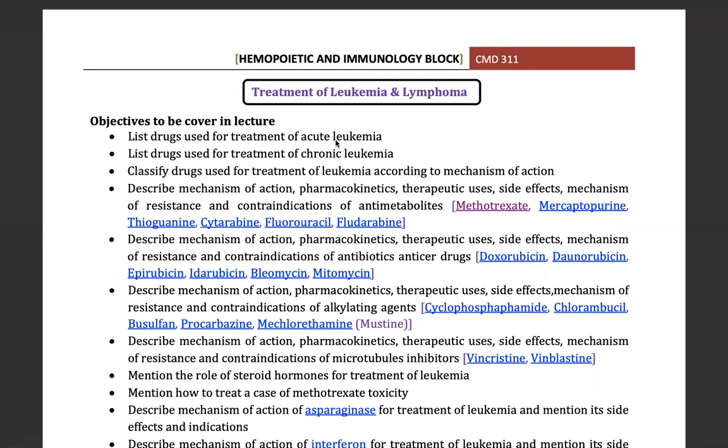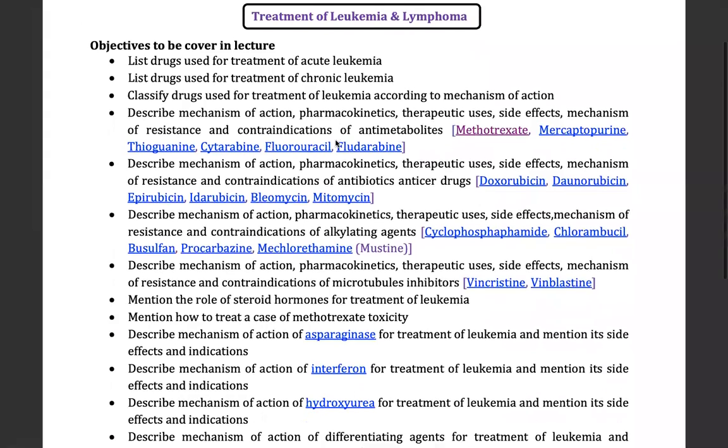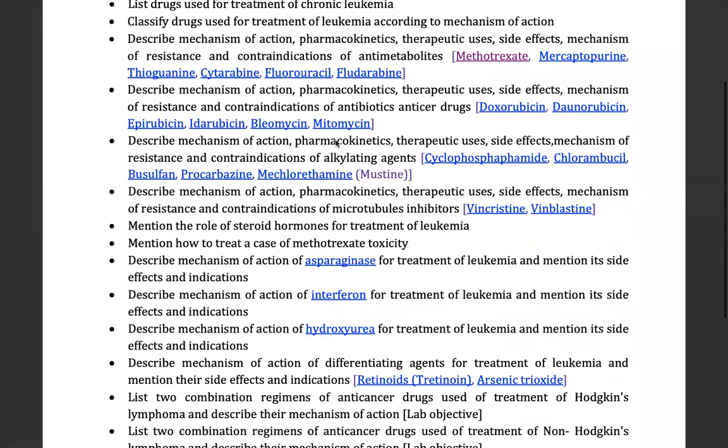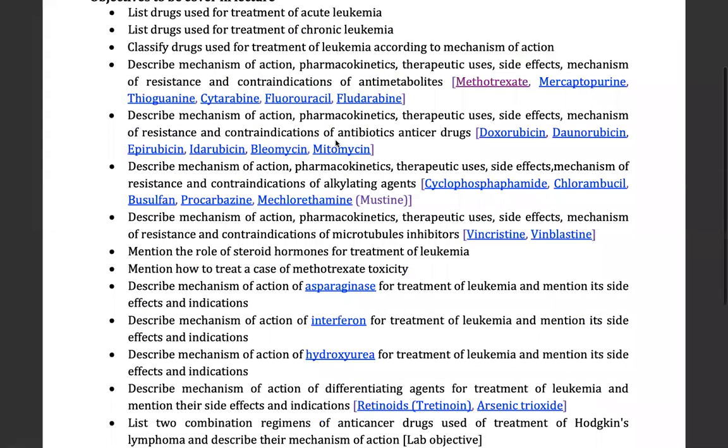Today we will discuss the treatment of leukemia and lymphoma. The objectives to be covered in the lecture: there are many objectives, as you see on the screen.